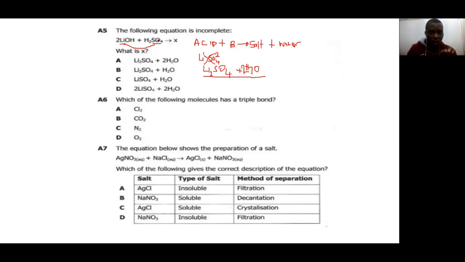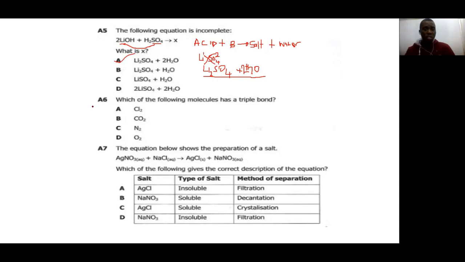Then the oxygens here, we have 4 oxygen plus this oxygen that is there, making it 6. Even on the product side, we are also having 2 oxygen plus 4, which is 6. So this is balanced. So let's check. Option A is Li2SO4 plus 2H2O. So this one is definitely our answer according to our analysis. Okay, so we can proceed. I think there is no other answer here, so we can proceed.